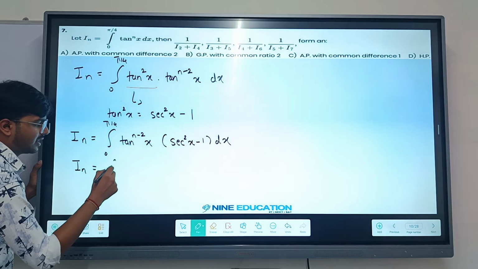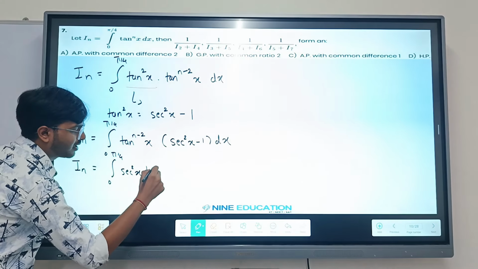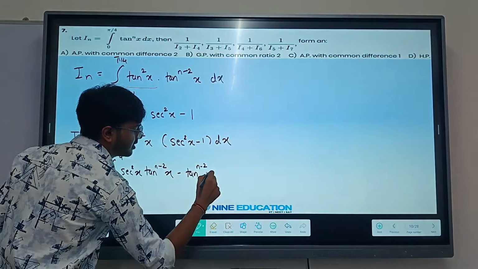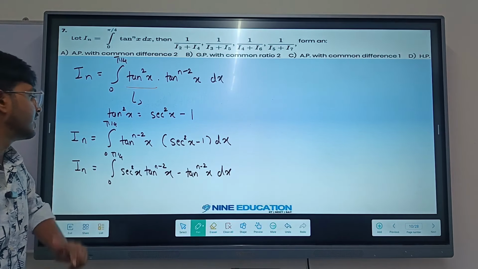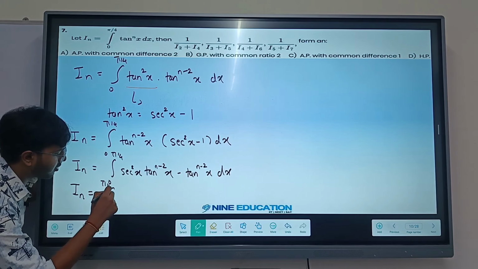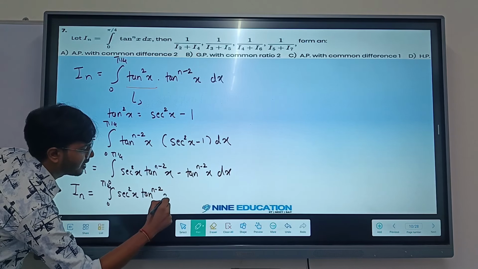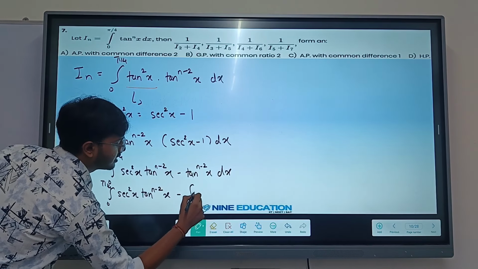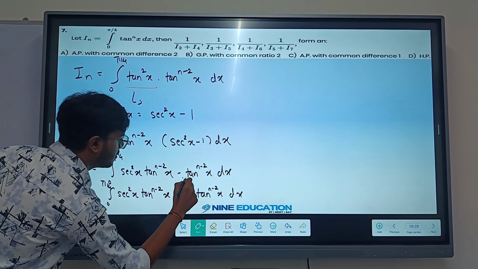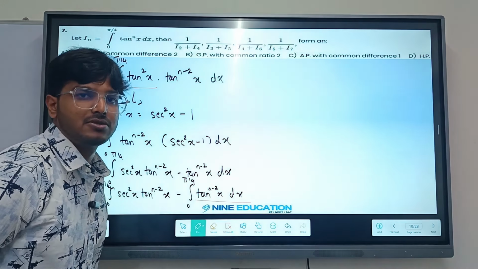So I can write In as the integral from 0 to pi by 4 of secant square x tan power n minus 2 x, multiplying this inside, minus tan power n minus 2 x dx. Let's separate the integral. What will I have? In as the integral from 0 to pi by 4 of secant square x tan power n minus 2 x, minus the integration of tan power n minus 2 x dx from 0 to pi by 4. Now what is this value? The integral from 0 to pi by 4 of tan power n minus 2 x dx.